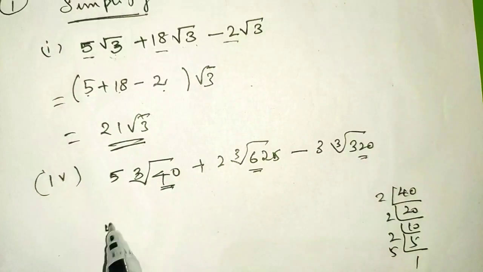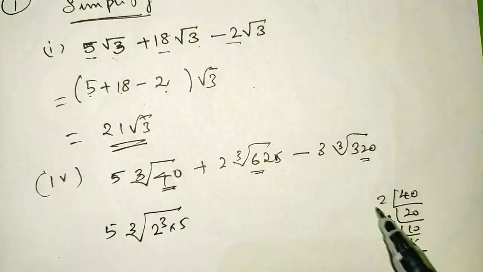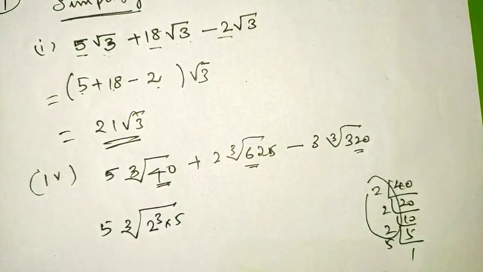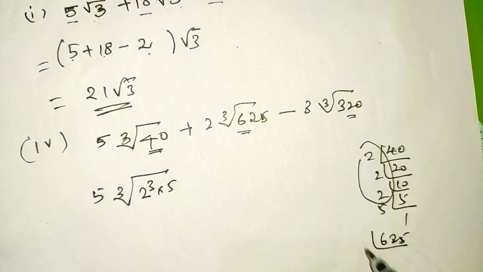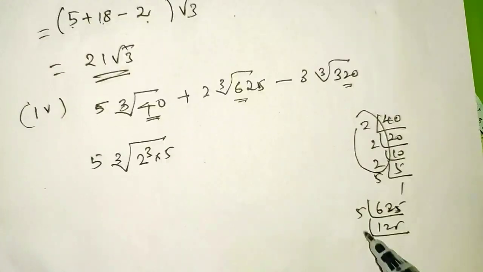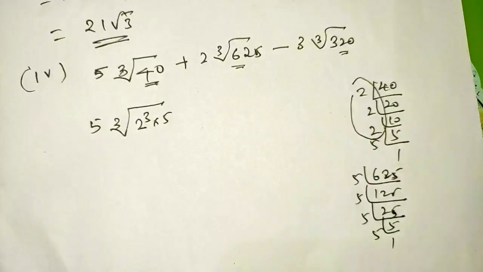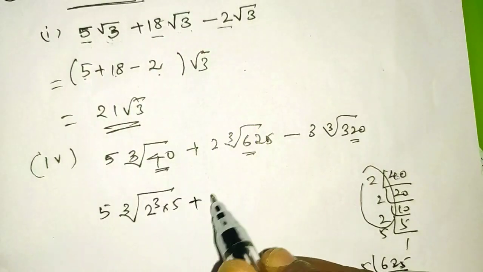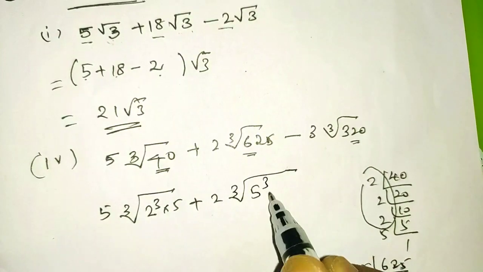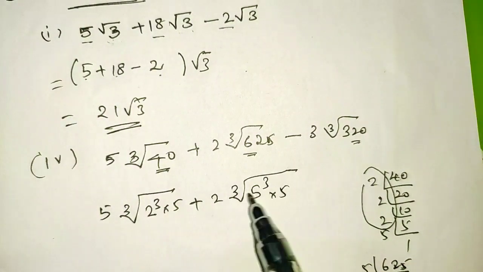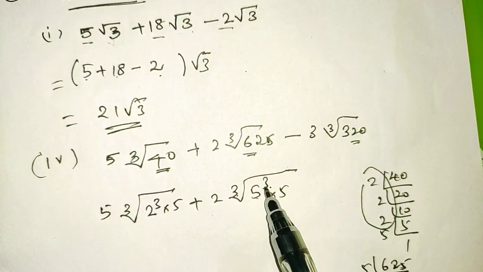So you can write this as 5 into cube root of 2 power 3 into 5. 625, if you divide this by 5 you will get 125, if you divide this again by 5 you will get 25, if you divide this by 5 you will get 5, again by 5 you will get 1. So you can write this 2 times cube root of 5 power 3 into 5, because we have cube root. So you have to get one power cube.